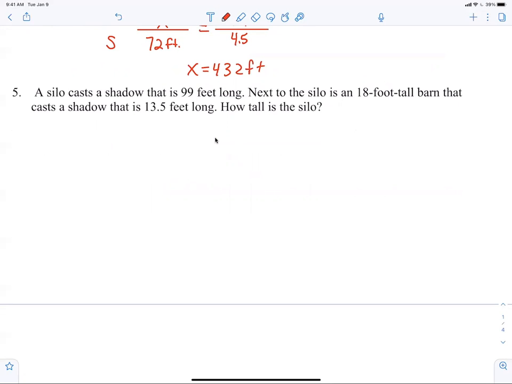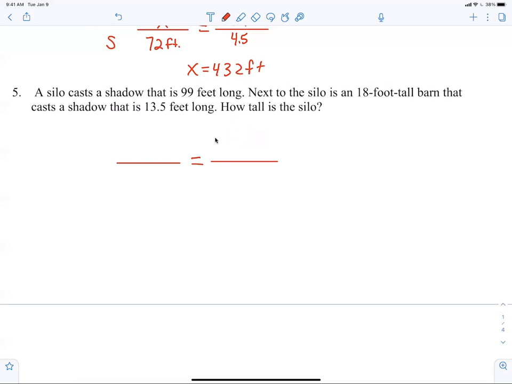Are you sure? What does it say? What is the 99 feet? But what is it for? Is it for the silo? Exactly. So do we know how big the silo is? So that's going to be what?